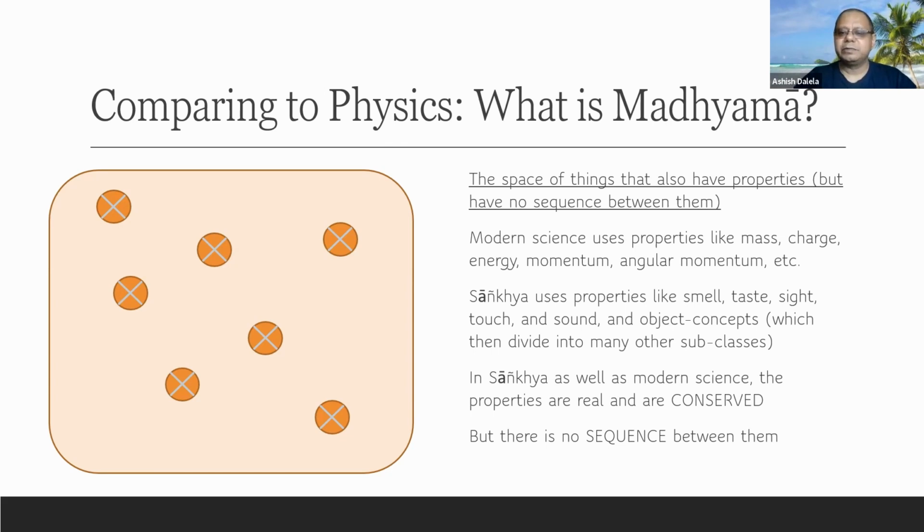The similarity between these two things is that both science and Sankhya will say that these properties are conserved. So both of them are saying they're real, right? The difference is simply that physics will say momentum is real, energy is real, angular momentum is real, and Sankhya will say none of that is real. The real thing is taste, touch, smell, sound, sight.